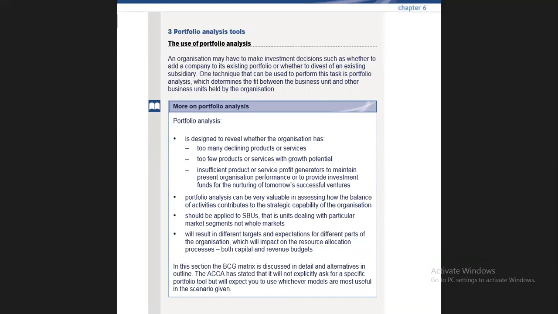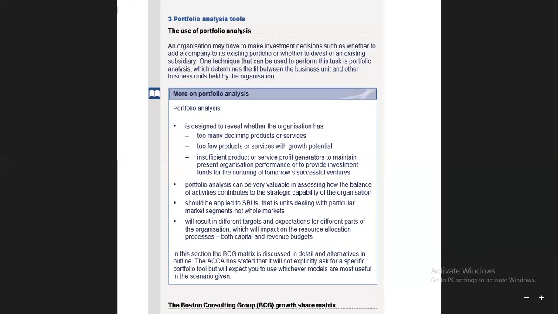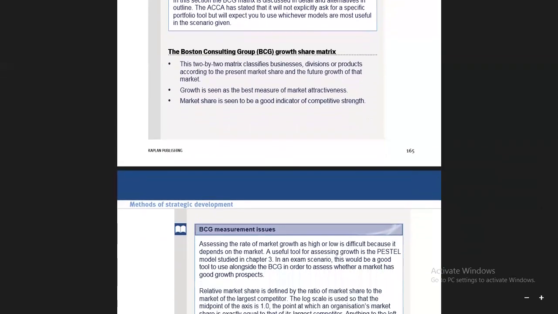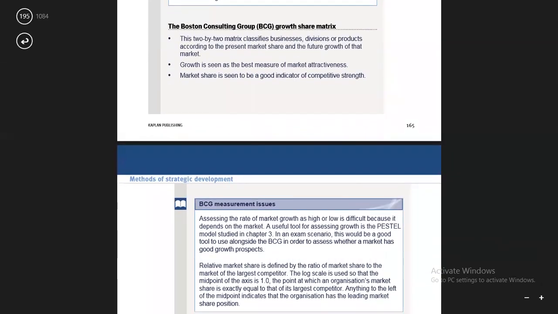So you have to do an evaluation, and the model or tool which we use for that evaluation is called the BCG matrix. Through the BCG matrix, we come to a decision whether we have to invest in that portfolio, or we have to divest or get rid of that thing. So through portfolio analysis, we are going to decide this. This is called the BCG matrix, the Boston Consulting Group growth share matrix.